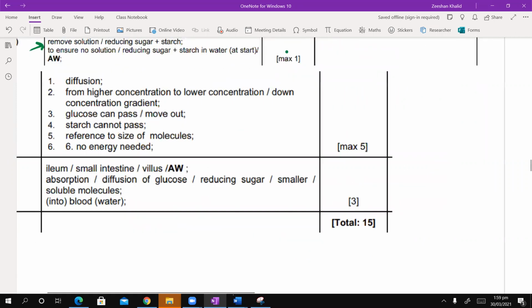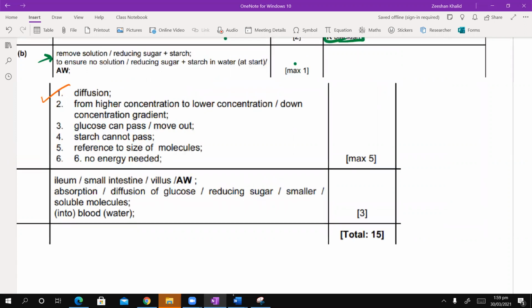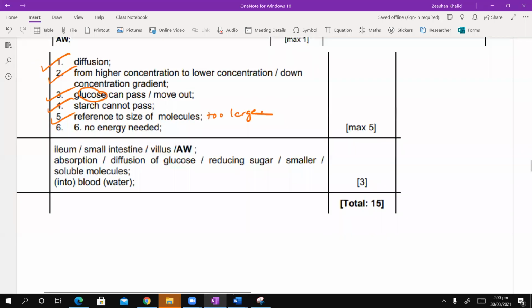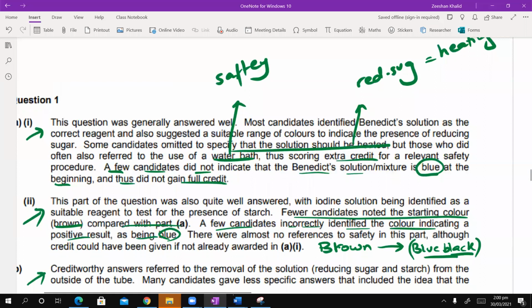देखिए हुआ क्या? Diffusion happened from higher concentration to lower concentration, yeah, down the concentration. What diffused? Glucose diffused. So why can't starch pass? Because it is too large to pass through. Okay? And of course, no energy is required. हाँ जी, diffusion का concept है कि नहीं है बच्चों? ठीक है? So let's see what the examiner has to say.